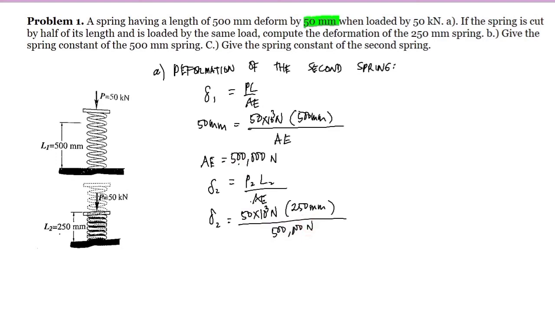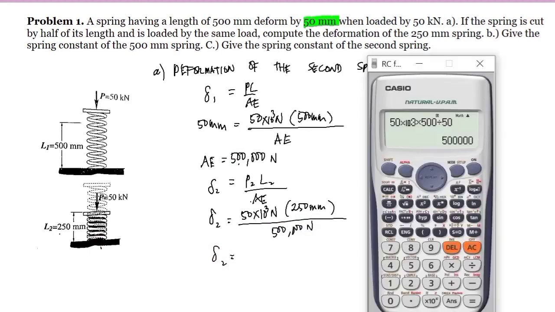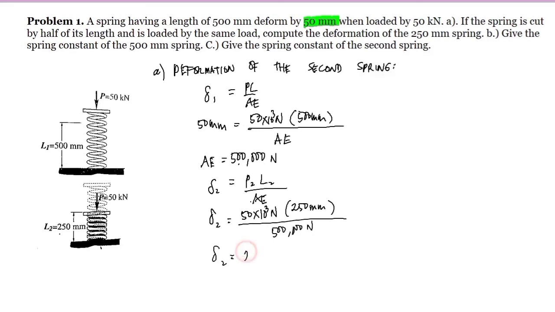500,000 N. So we compute the deformation in this spring, and this is equal to 50 times 10^3 times 250 over 500,000, and that would give us 25 mm. So δ2 is equal to 25 mm, and this is our answer for situation A.